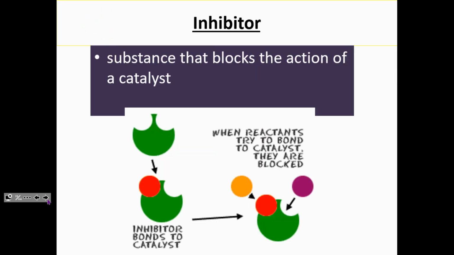Now, an inhibitor is the opposite of a catalyst. Specifically, it's the opposite of an enzyme, but it blocks the action of a catalyst. So we have our potential energy diagram. We add a catalyst, it lowers the activation energy. But if you add an inhibitor, it brings that activation energy back up to where it was before.